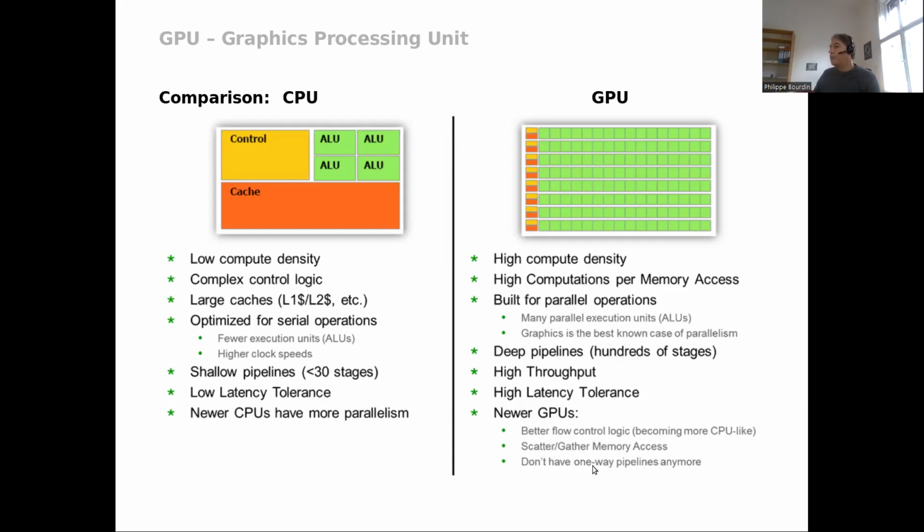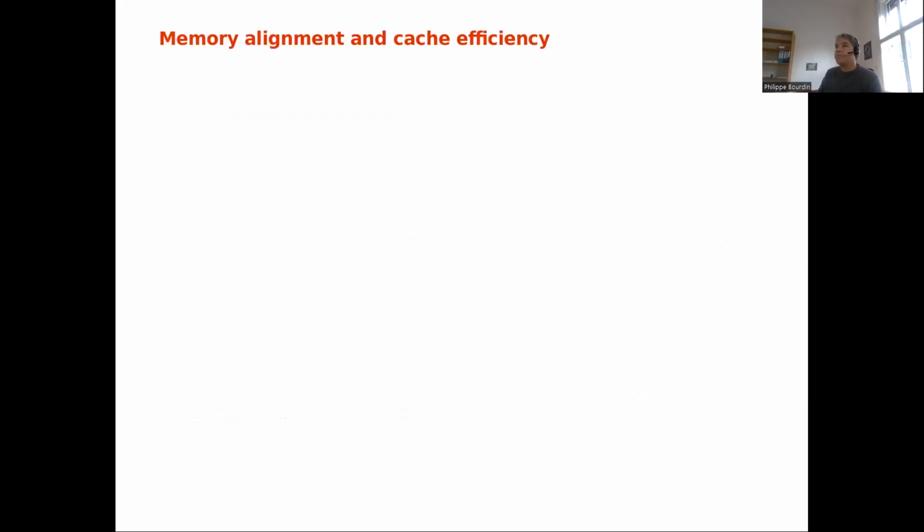Newer GPUs become more CPU-like, so they get additional functionality, which means the control logic needs to grow in a certain sense because they have more complex commands. So we have the tendency that GPUs get more and more CPU features, and CPUs become more GPU-like. But still they are quite separate. I mean, you see it here from the plot. Okay, then let's talk about the actual memory alignment.